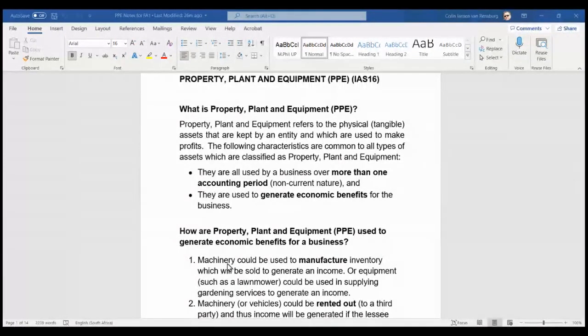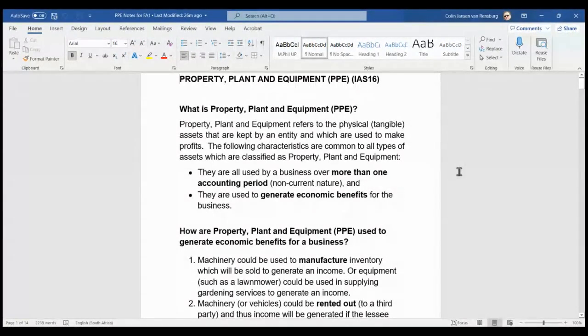So ladies and gents, initially we're just going to talk about property, plant and equipment in general terms, and then later on we are going to become more specific. Then we are going to look at definitions, we are going to look at disclosure requirements, we are going to look at the way that we have to measure the cost of inventory at its acquisition, also subsequently. So there are a lot of things that we have to look at specifically, but let us just talk about this in general terms, ladies and gentlemen.